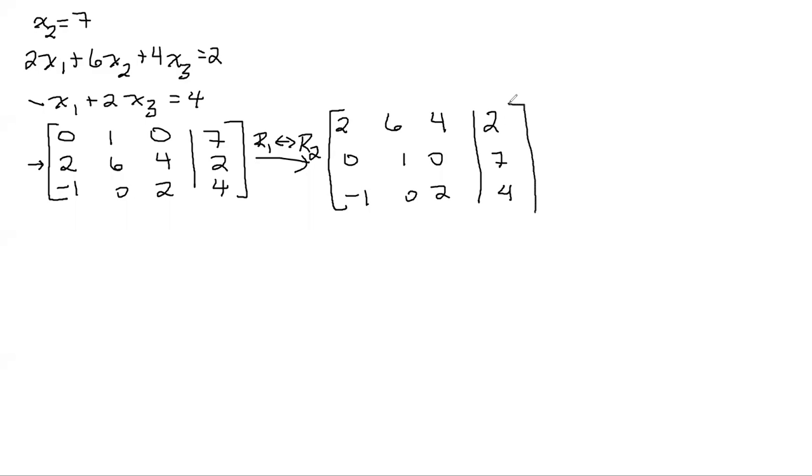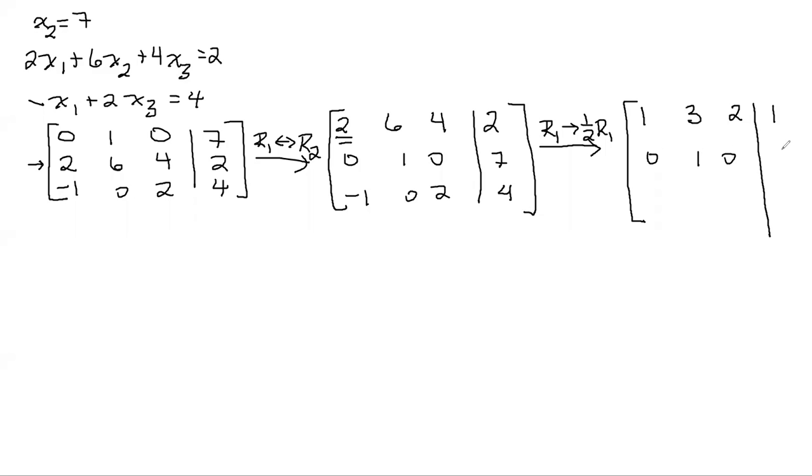The next step in our process is, instead of a 2 here, we want to turn that into a 1. So we can do that by scaling. So we'll take row 1 and we'll just replace it by half of row 1. So we divide that entire row by 2. Again, the main point here is we need to divide every single entry in that row by 2. So the 2 becomes a 1, the 6 becomes a 3, the 4 becomes a 2, and the 2 becomes a 1, and the other 2 rows remain the same because we haven't done anything with them yet.